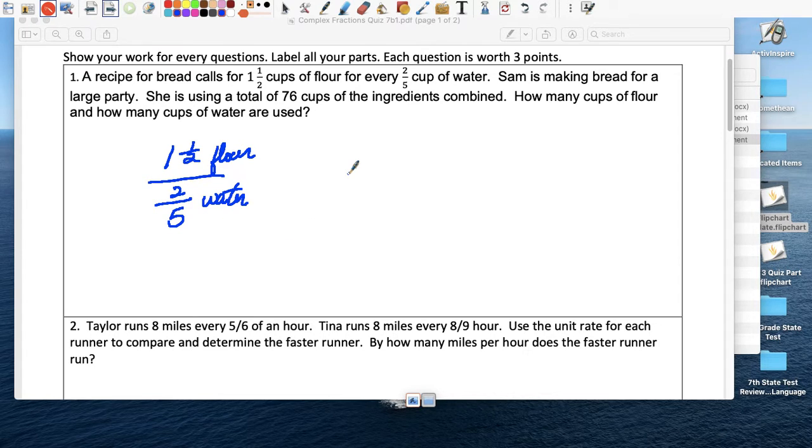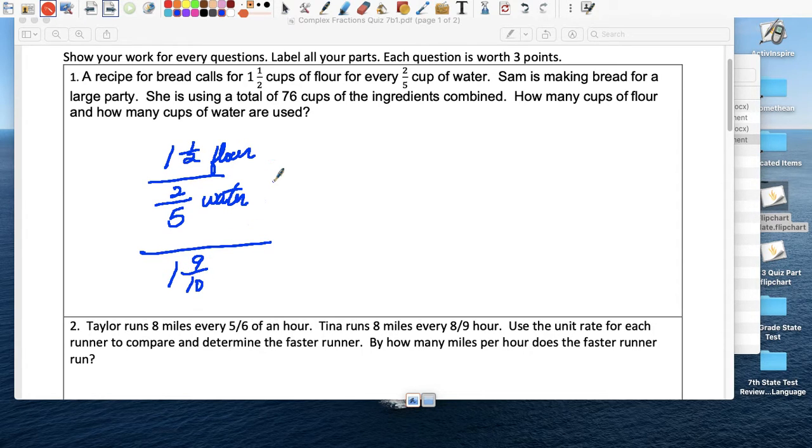So if you add these two, and this is where if you use decimals, it would have been 1.5 plus 0.4, and you get 1.9. That would have been a little bit easier to do. But since it's in fraction, I'll just add that. That's going to give me 1 9/10. So right now, that's how much I have.